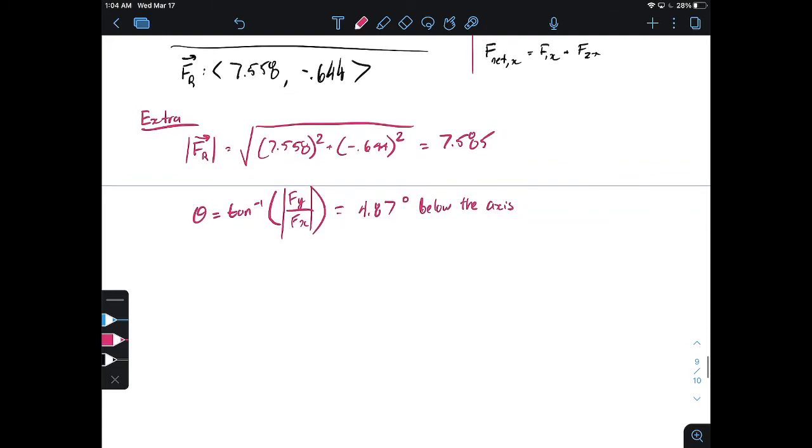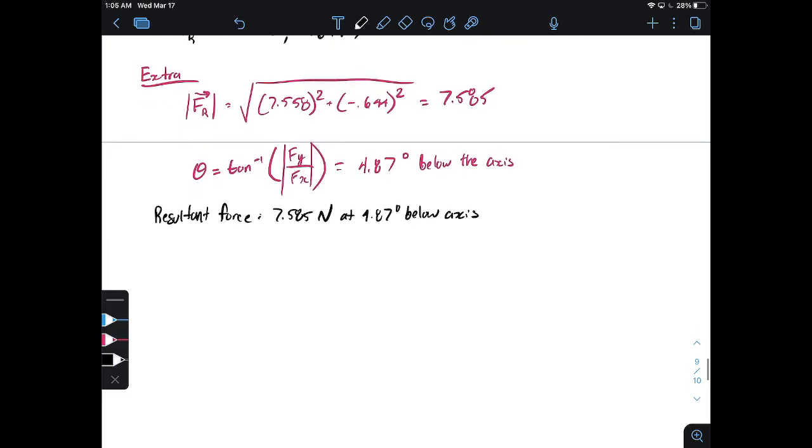So actually we have a force of, okay. Getting a little tired, so I'm thinking a little slow, but I got the ideas. So our resultant force is going to be 7.585 newtons at 4.87 degrees below axis. Now this isn't our answer, so I'm just going to call it like the counter force. Probably not the best name, but who cares?